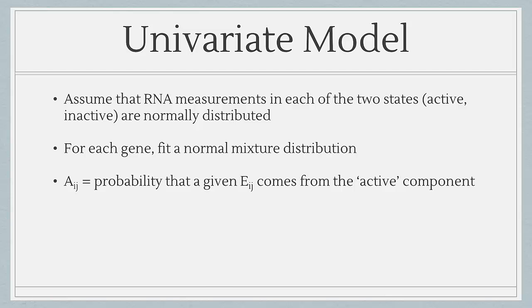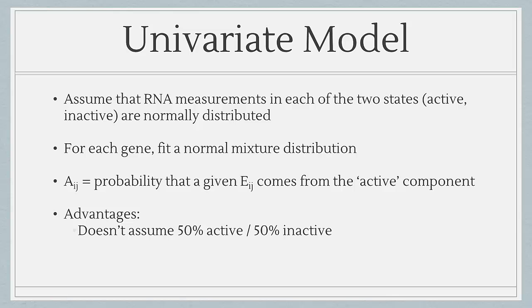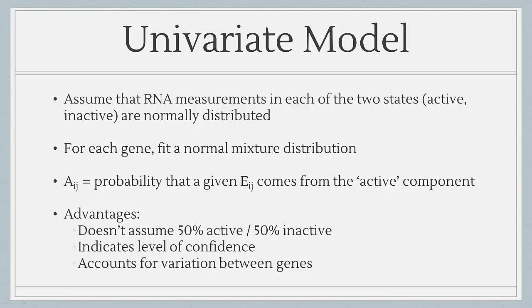We can calculate this by simply taking a ratio of the probability densities of the two components, which is a simple calculation. The advantages of this method are that it does not assume that exactly 50% of the genes are active in each experiment. It indicates our level of confidence. If an eij is in the middle of two components, then we are unsure which component it came from, and this will be reflected in the probability. Also, our method accounts for variation between genes by fitting a different normal mixture distribution to each gene.